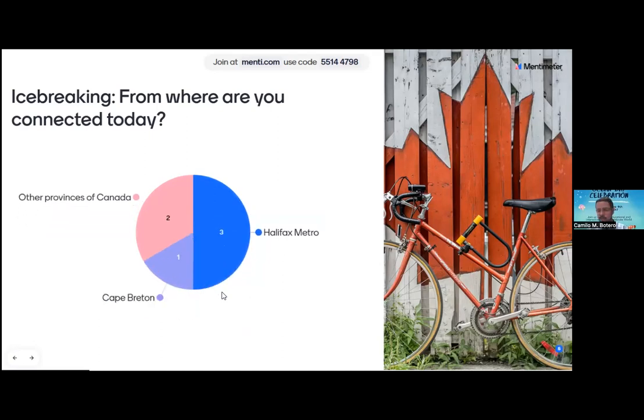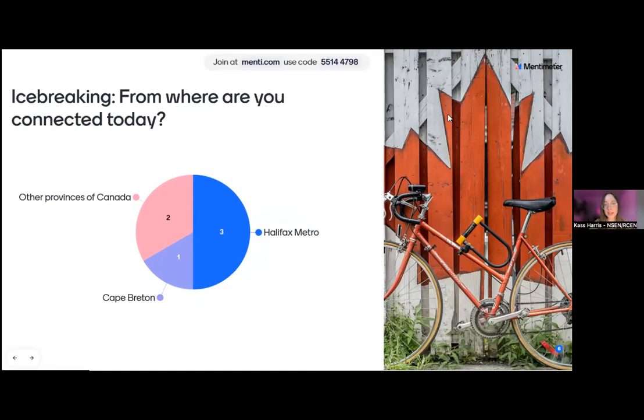And now we are receiving the votes, 6 votes now. 3 in Halifax Metro, 1 in Cape Breton, it looks like you, Cass, and 2 more in another province of Canada. If somebody more is interested in voting, remember the instructions, exactly the same. You can also see the code. If you have any questions, you can write in the chat.